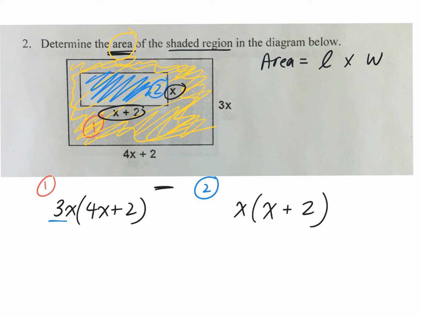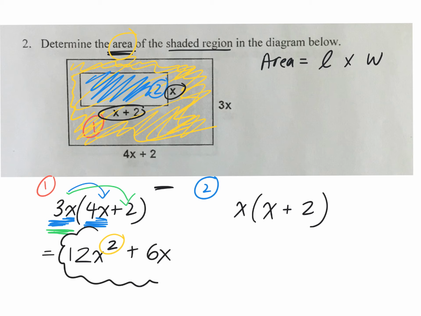When I'm multiplying 3x times 4x, what is 3 times 4? 12. What is x times x? How do you represent x multiplied by x? X squared. Some of you forgot this when you were doing it. Did you notice that? Then we take the 3x and we multiply it by 2. So 3x times the positive 2 would be positive 6x.